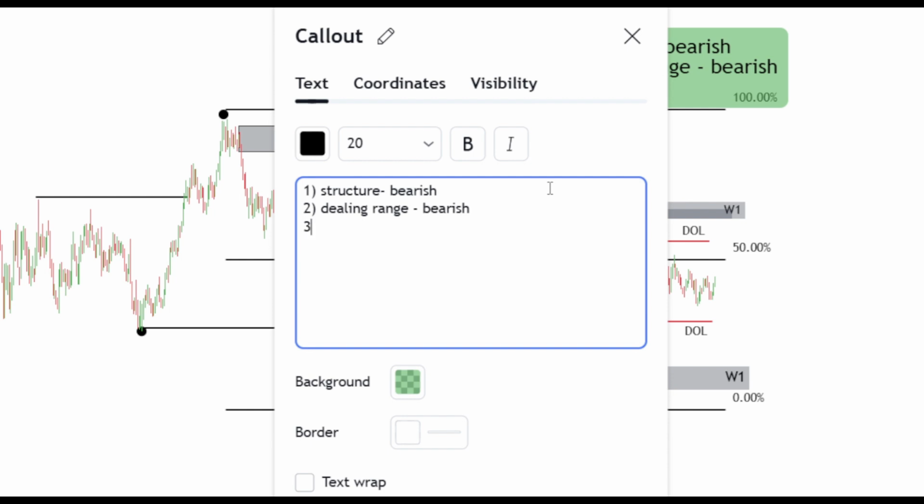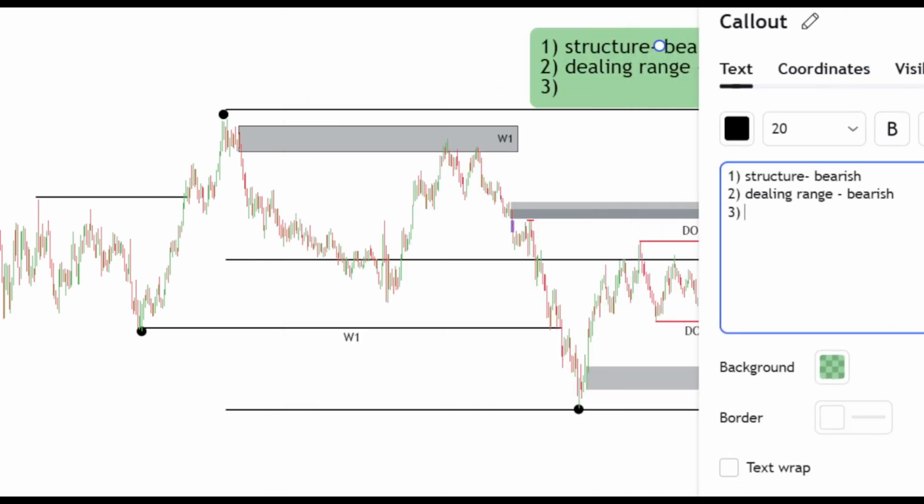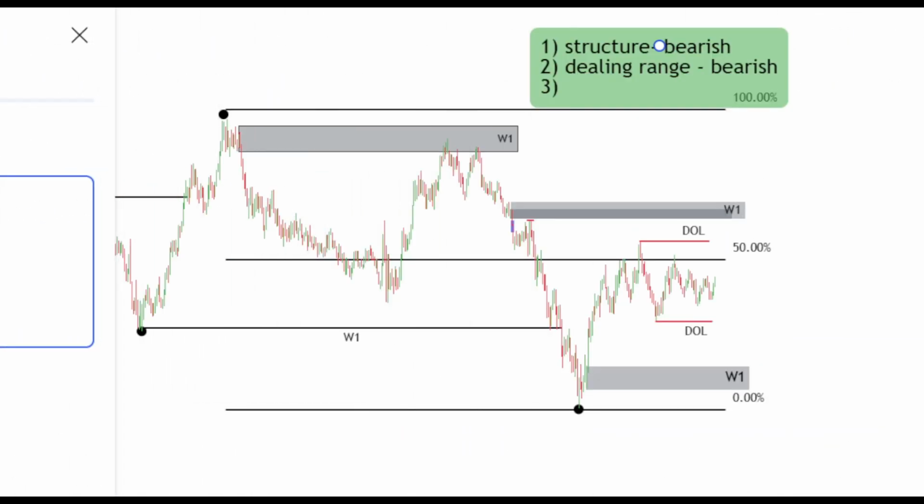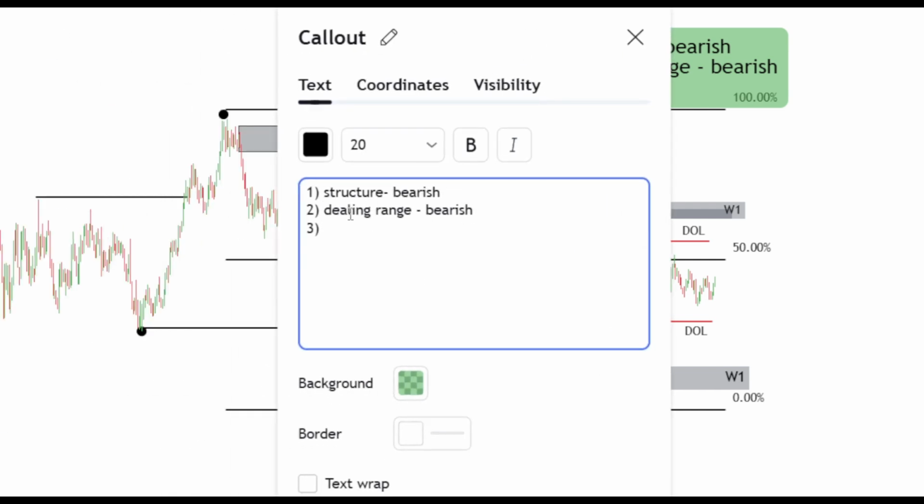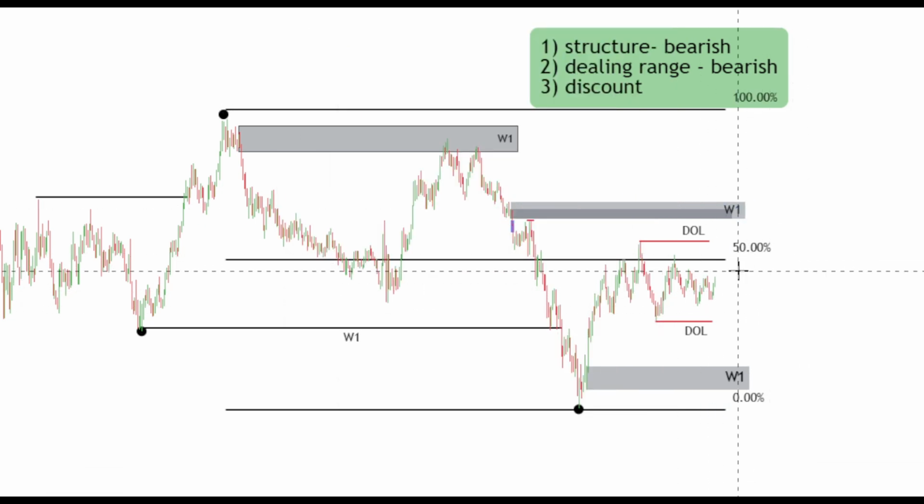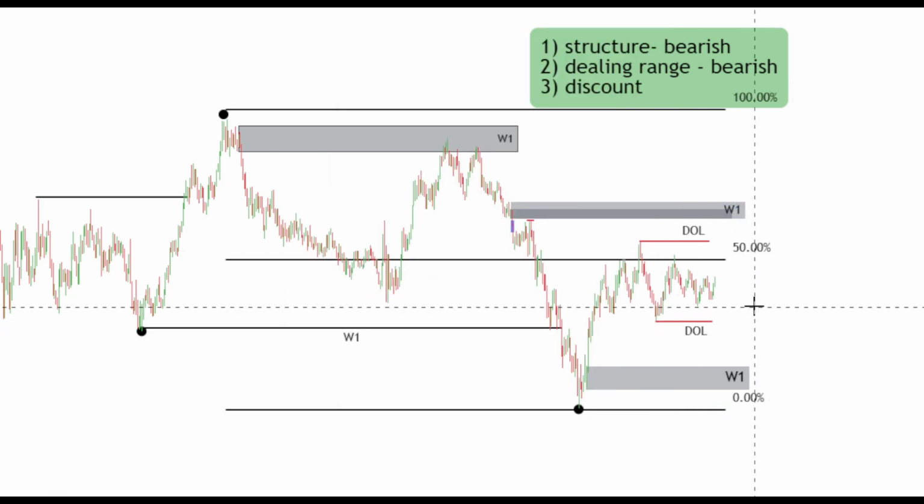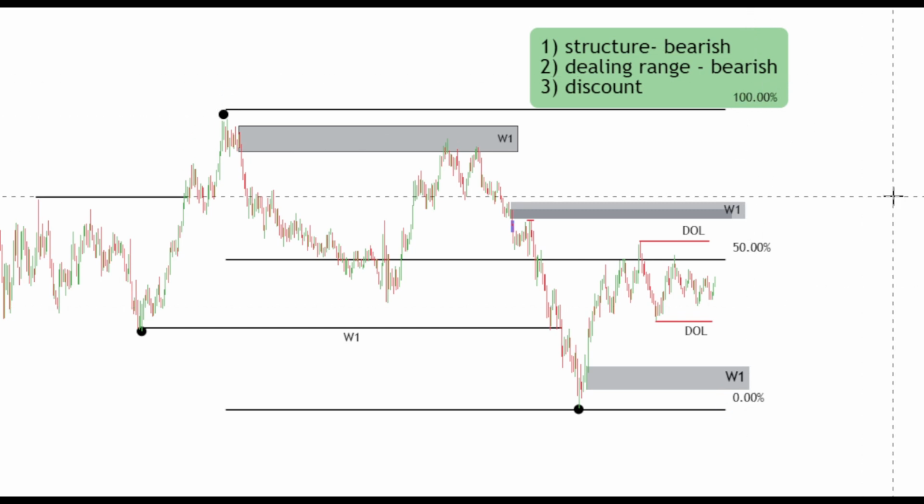And now from here, we use our premium and discount array, and we do that by projecting the Fibonacci tool from the swing high down to the swing low. So are we in premium or are we in discount right now? Well, we are in discount, right? We're below the 50% level. As you can see, we're slightly below. So we're in the discount.